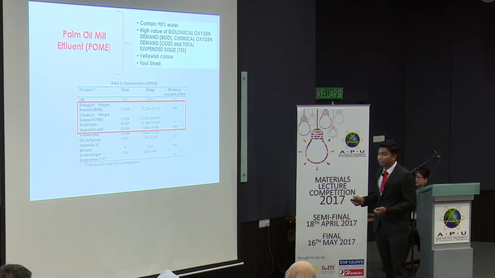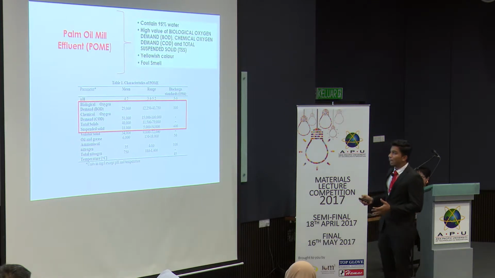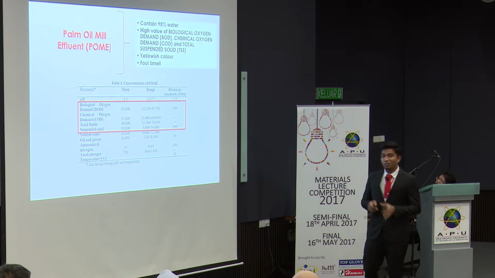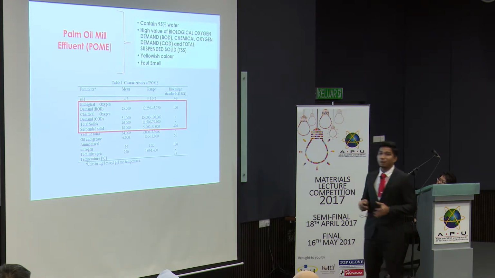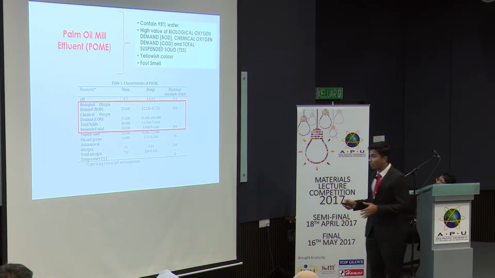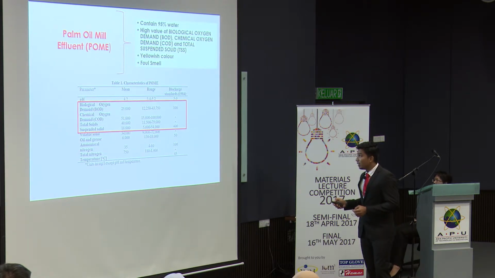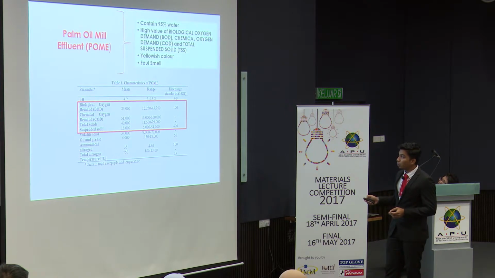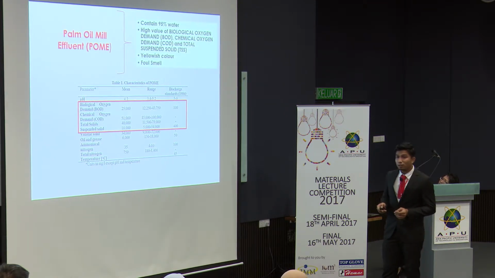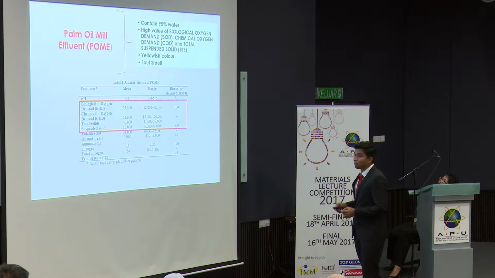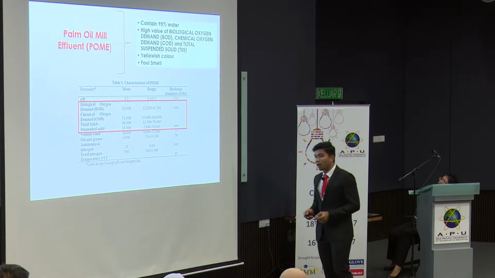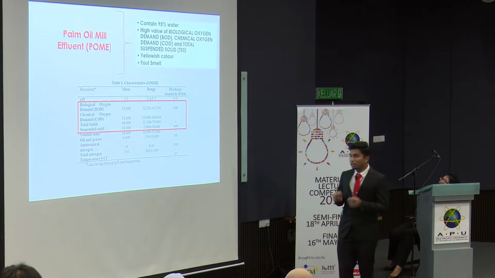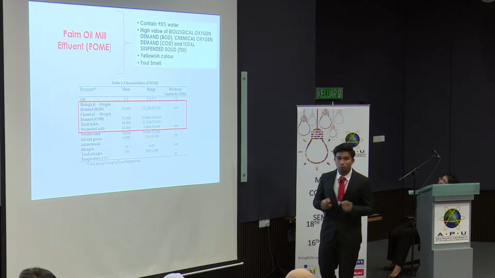This table shows the characteristics of POME listed by MPOB and the discharge standard proposed by the Department of Environment. The values are not comparable. This is because, as an example, for the biological oxygen demand, you can see that the range listed by the MPOB is between 12,250 up to 43,750. However, the discharge standard proposed by the Department of Environment is only 100 mg per liter. This shows that this conventional method is inefficient to treat the POME.